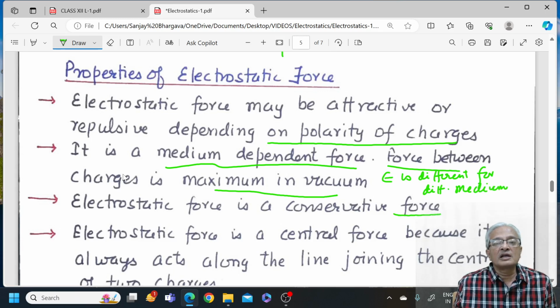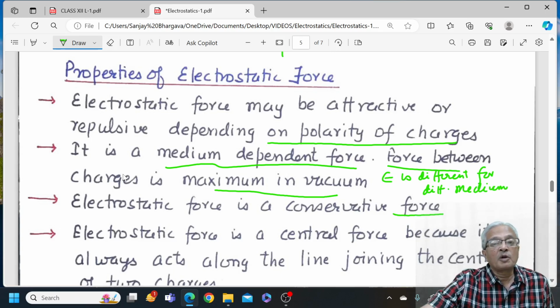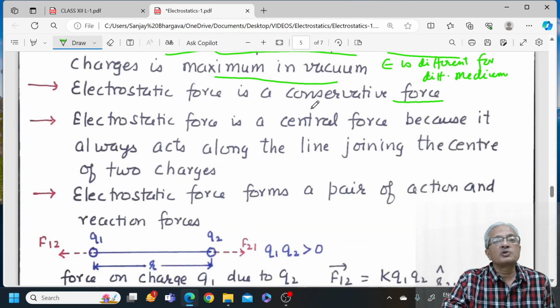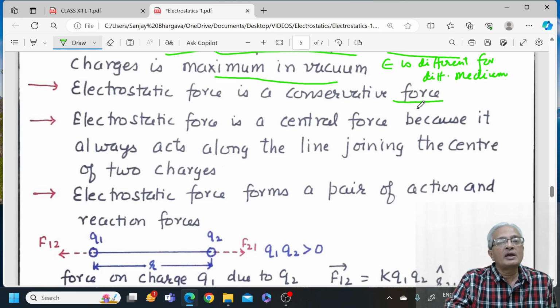Electrostatic force is a conservative force. What are the properties of a conservative force? The work done by a conservative force along a closed path is zero. The work done by a conservative force depends only on the initial and final positions. So, electrostatic force is a conservative force obeying all such properties.